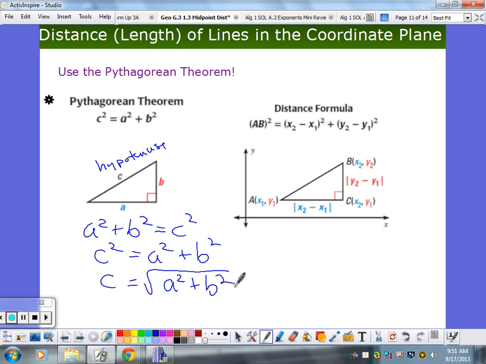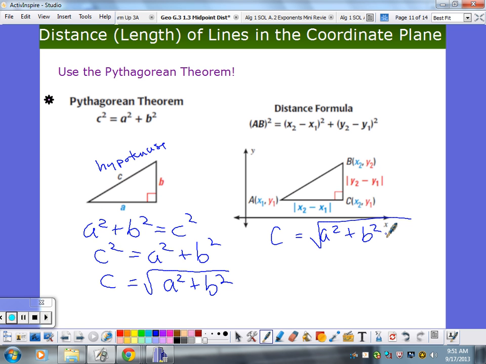Is it a plus b? It's not a plus b. It doesn't work that way with plus. If these were multiplied together, that's when you could take the square root of each side, but plus doesn't work that way. You can take a simple example and plug it in and see that it doesn't work. This is basically the distance formula. c equals the square root of a squared plus b squared.